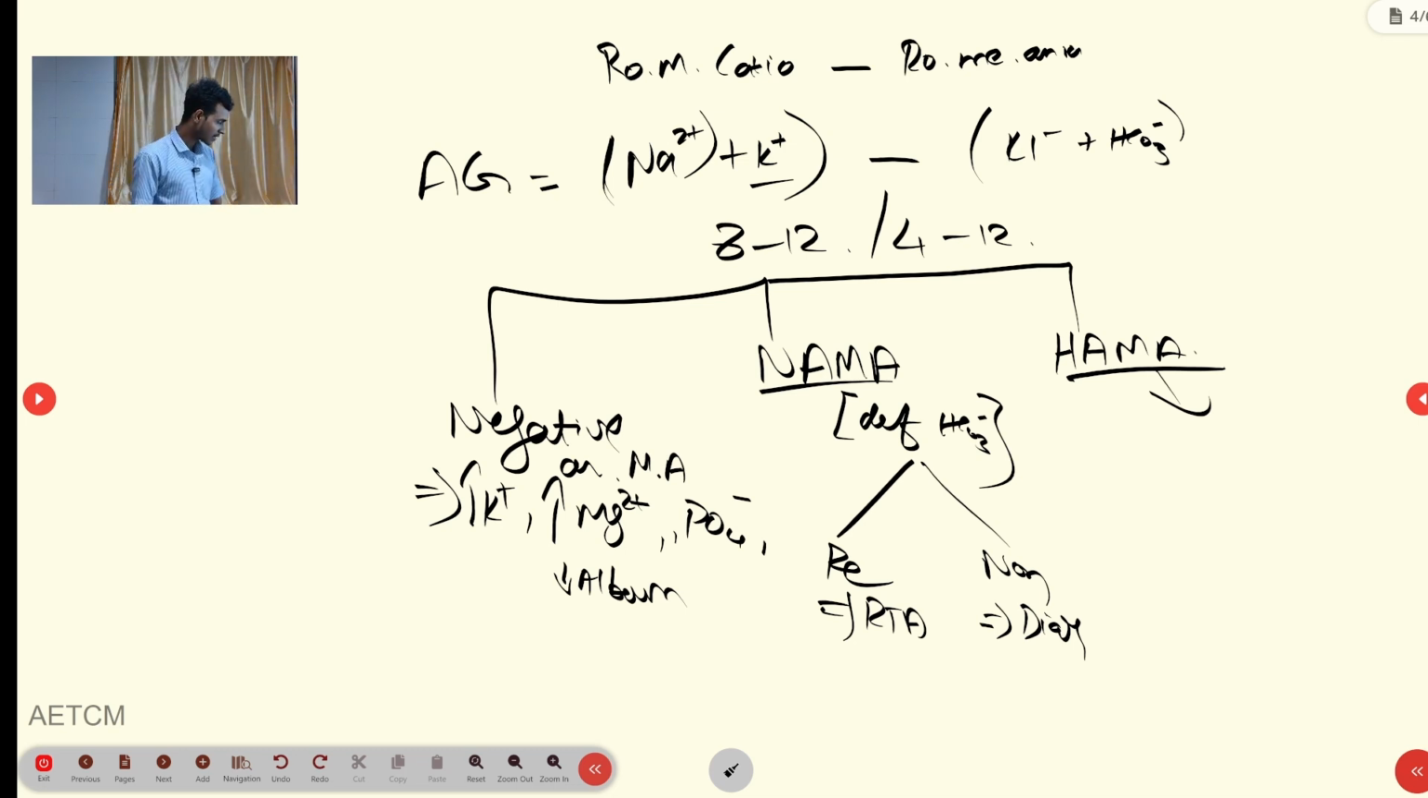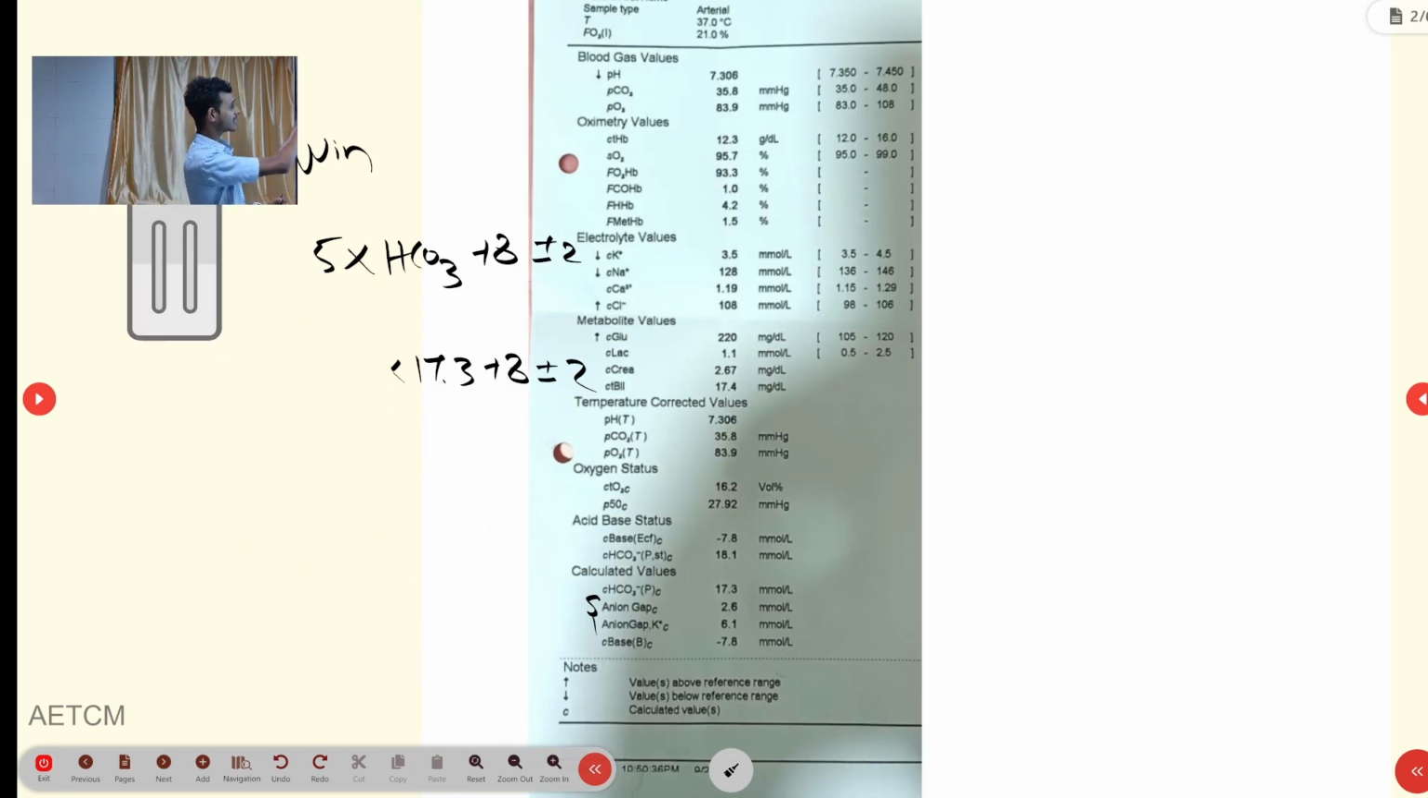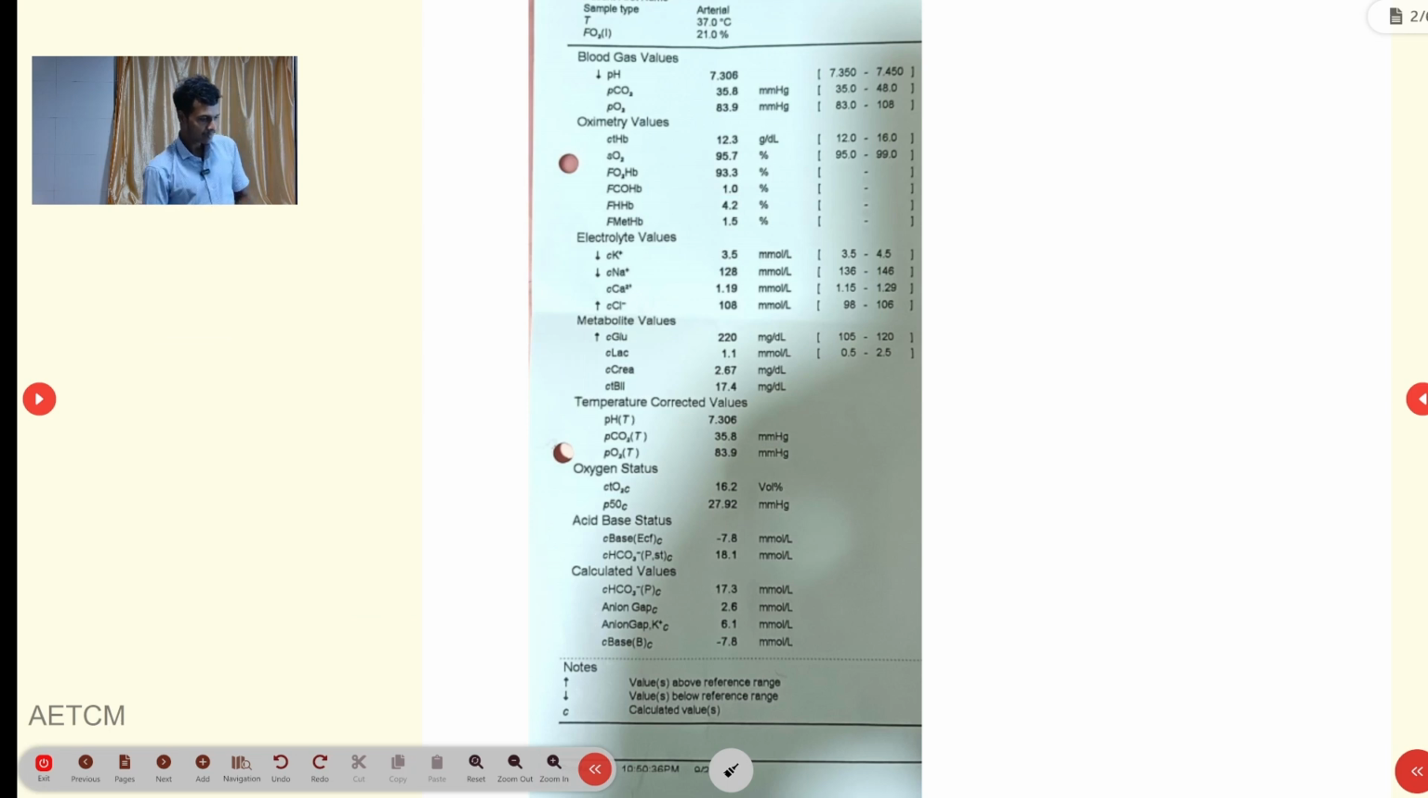Now we'll come to our ABG. Here the anion gap is 2.6. What is the normal value? 4 to 12, for our reference. So it is 2.6. What is it indicating? A low or negative anion gap metabolic acidosis. What causes did we mention? A negative anion gap means unmeasured anion cation derangements.